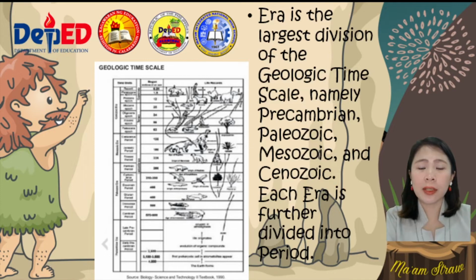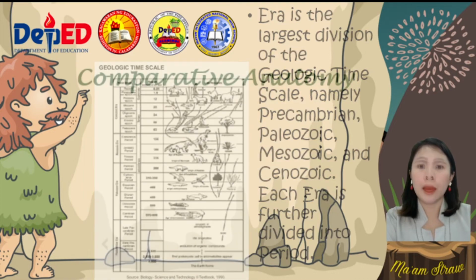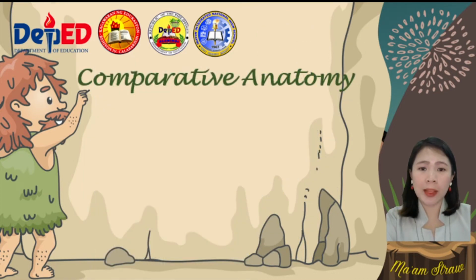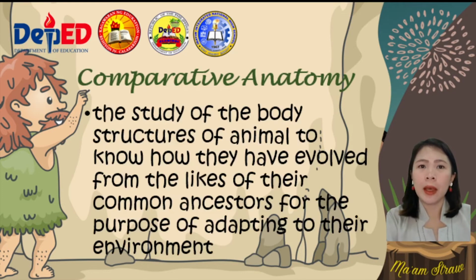Aside from fossils, other evidences can also help us believe in the process of evolution. Next one is comparative anatomy. So what is comparative anatomy? Comparative anatomy is the study of the body structures of animals to know how they have evolved from the likes of their common ancestors for the purpose of adapting to their environment.